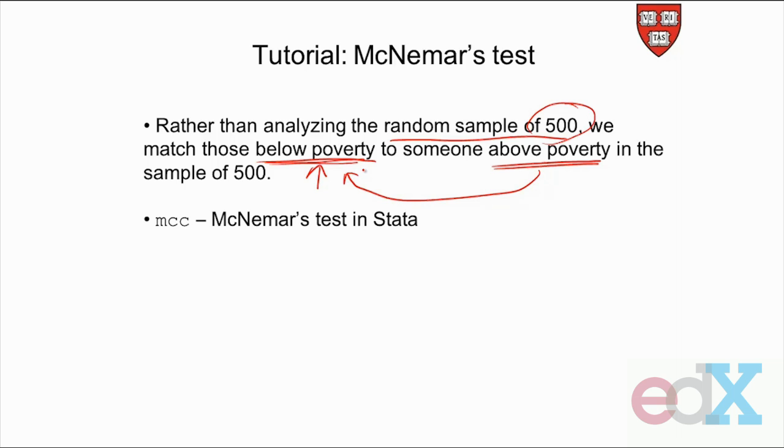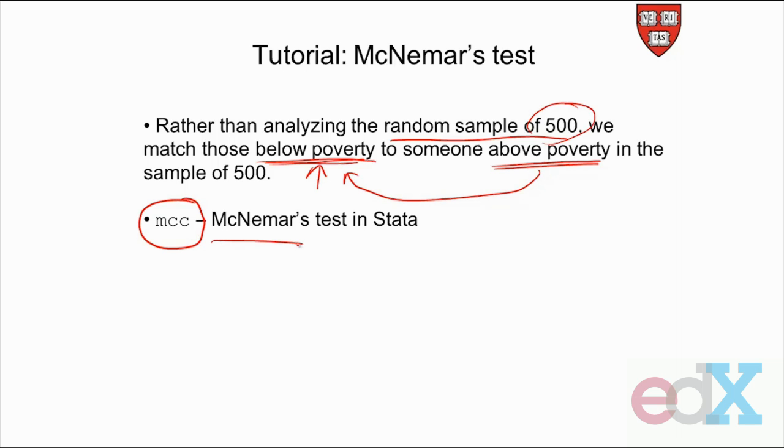And what do we use to match them? I take into account in this analysis urban versus rural location, race, and gender. So those are the only covariates that I use to match. You can incorporate more covariates to get a better match, but those are the covariates that we've matched on. So in order to analyze this new matched data set, we're going to use the mcc command in Stata, which does McNemar's test for you.